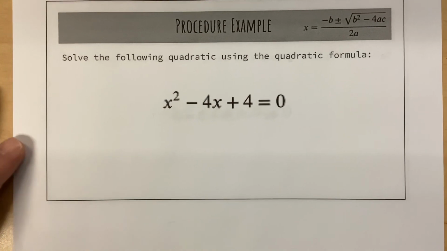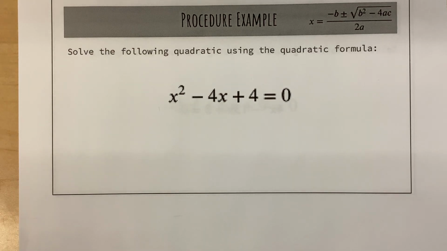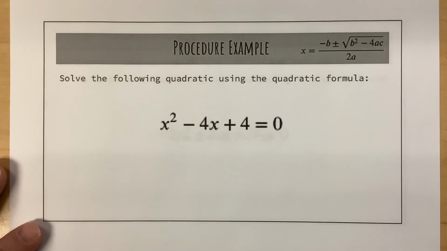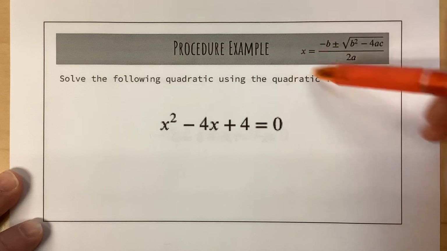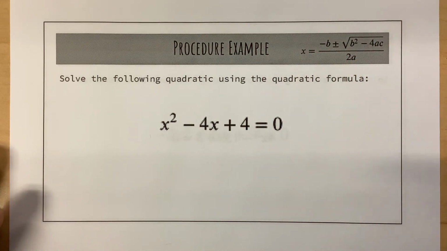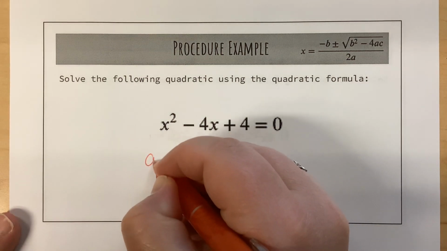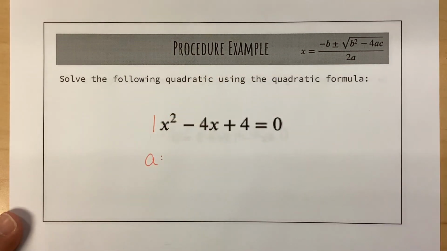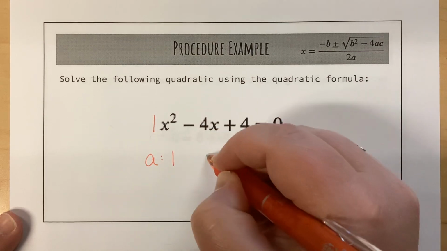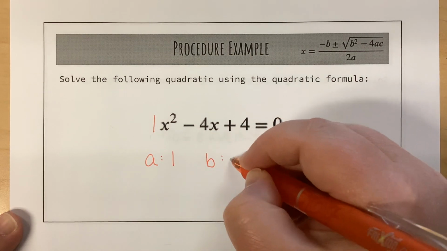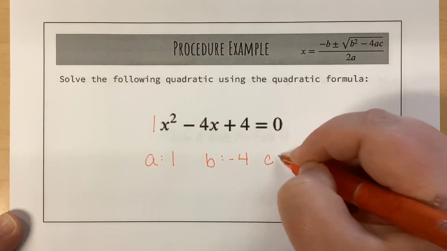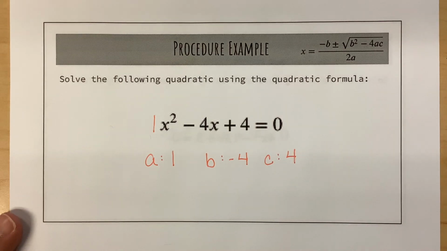Okay, so the first problem we have here is x squared minus 4x plus 4 equals 0. And the quadratic formula is up here in the top right corner. In order to be able to use the quadratic formula, we have to know what a, b, and c are. So in this problem, our a value, again, is always the number in front of x squared. So that's 1. B is the number in front of x, so that's negative 4. And c is always your constant, which is a positive 4.